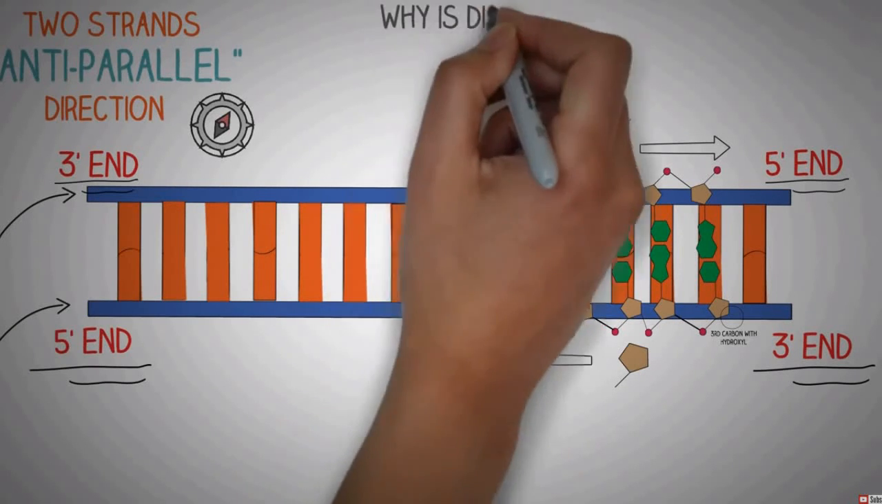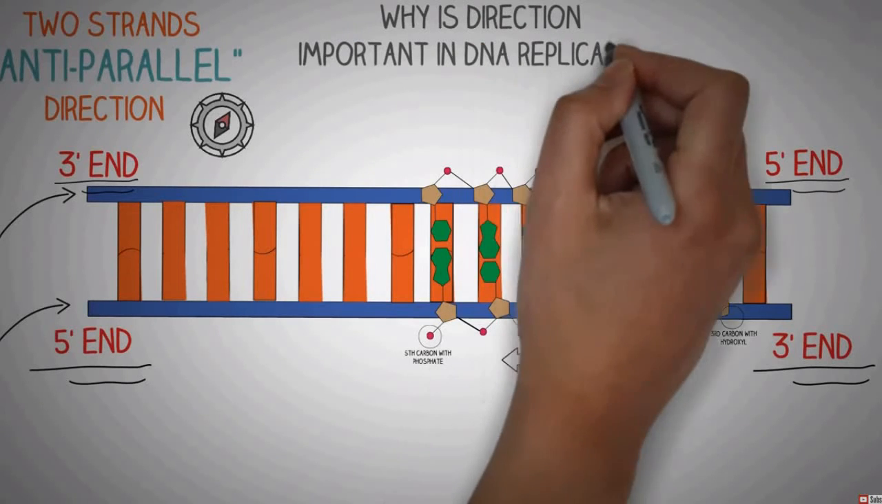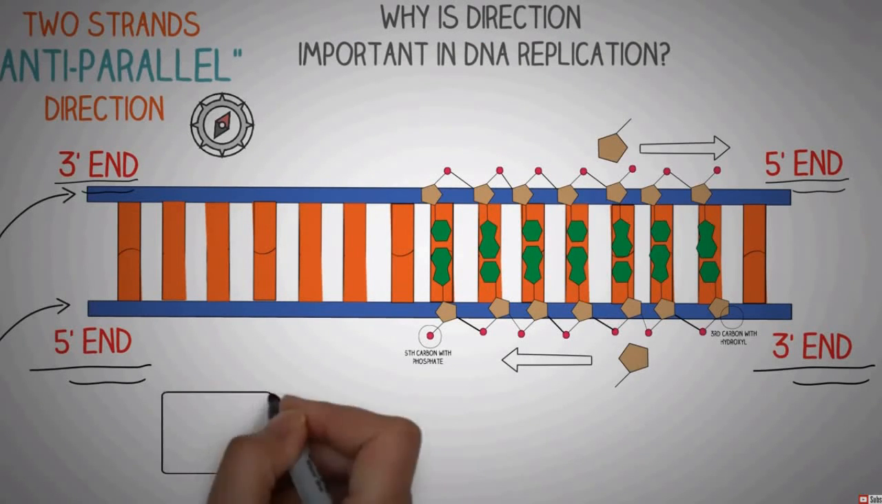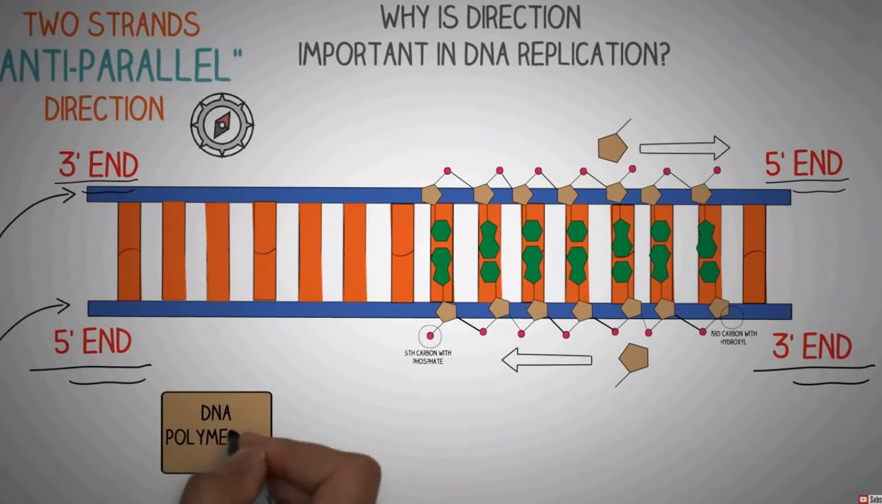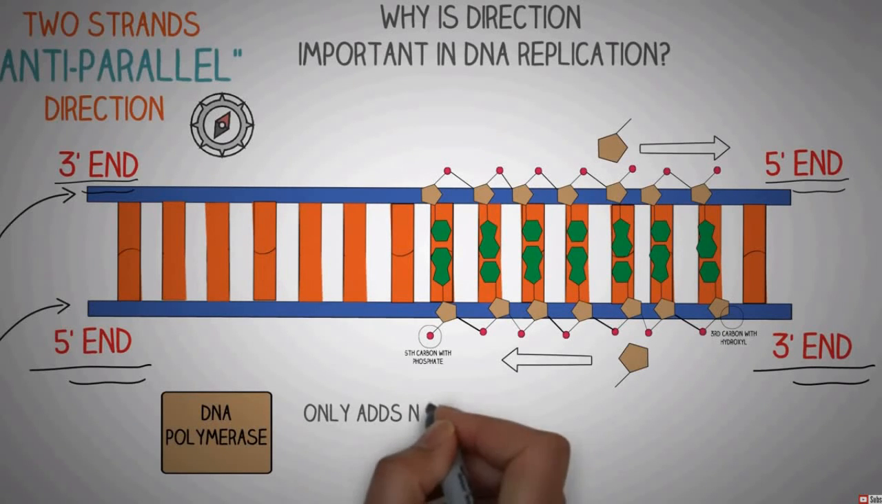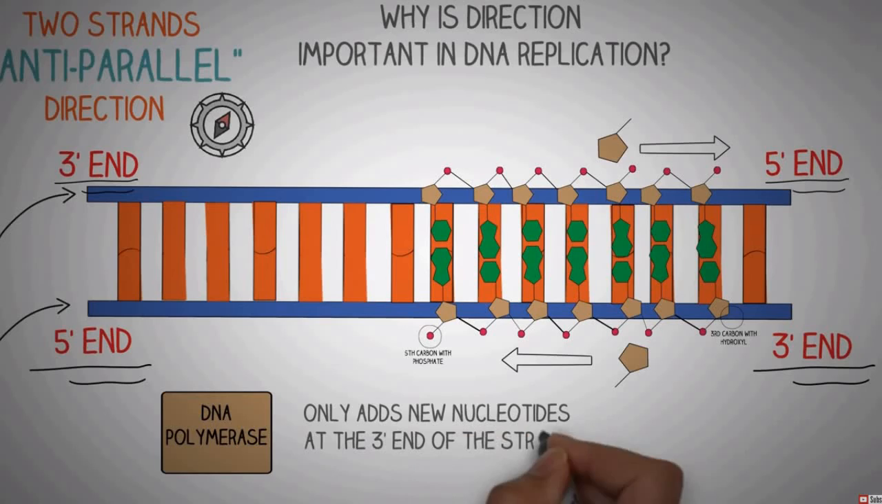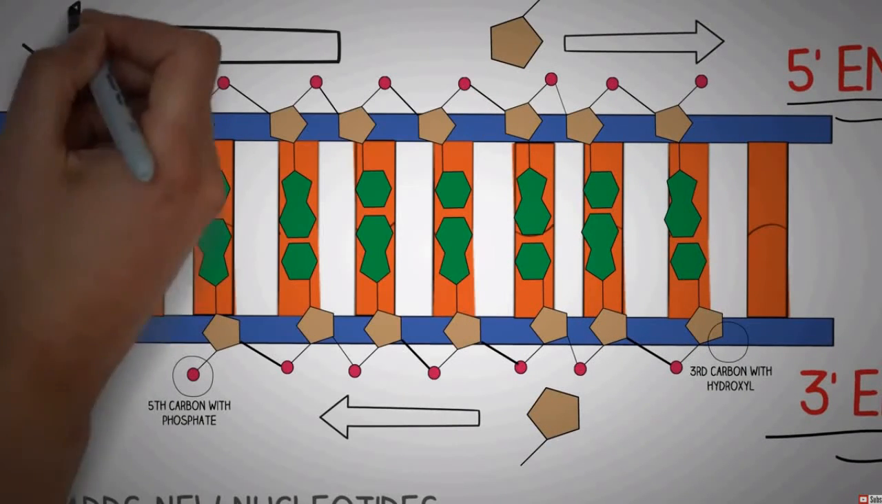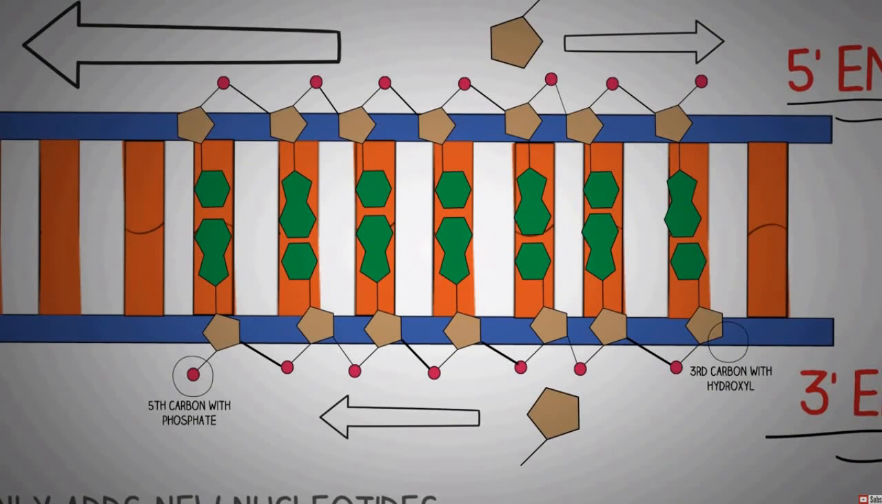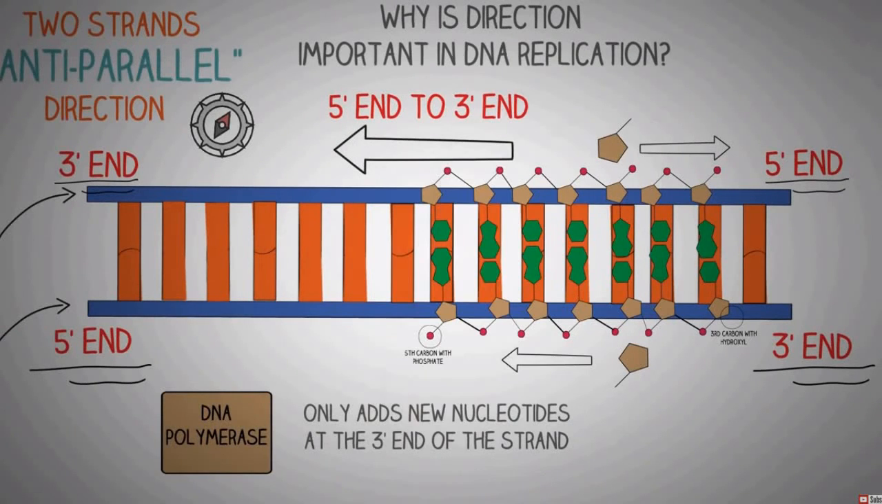Now the question arises, why is the concept of direction important in DNA replication? Well, this is because the main enzyme of DNA replication, which is DNA polymerase, can only add new nucleotides at the 3' end of the DNA. This means that the process of DNA replication can only progress from the 5' end to the 3' end of the DNA. This is because the new nucleotides can only be added at the 3' end. Well, we will get into the details of the concept of direction in DNA replication later in this video.